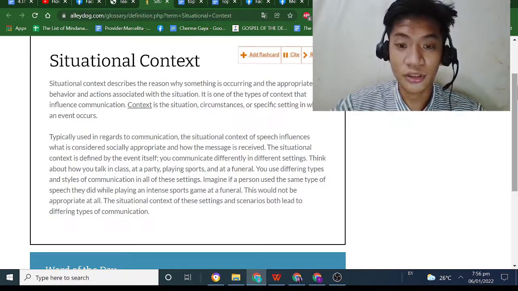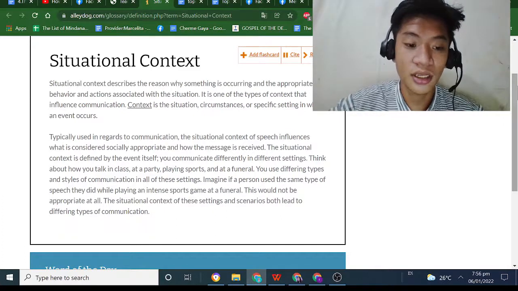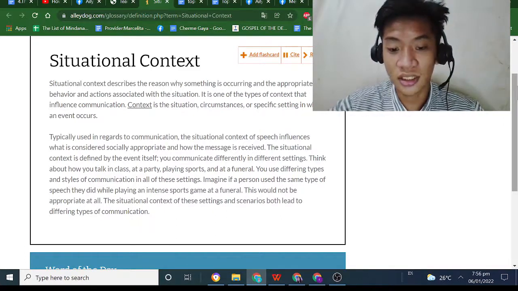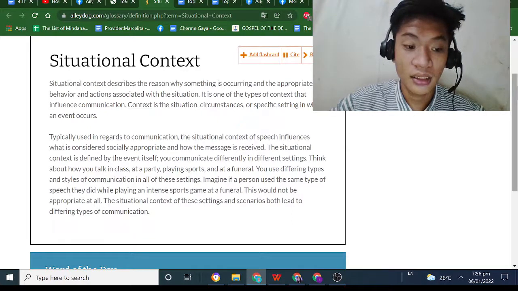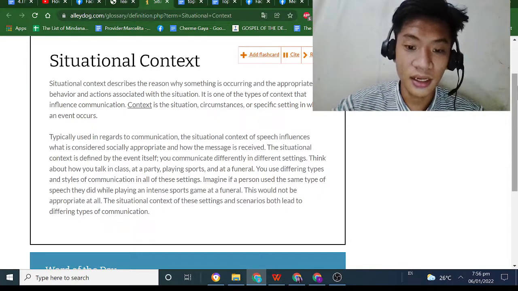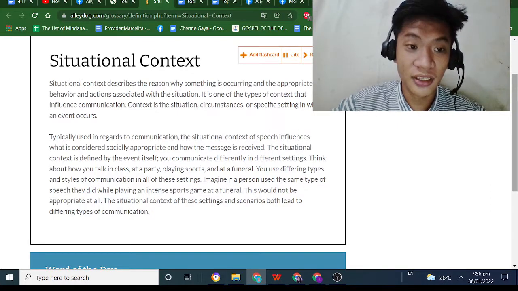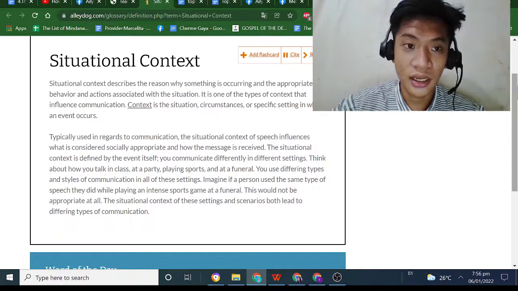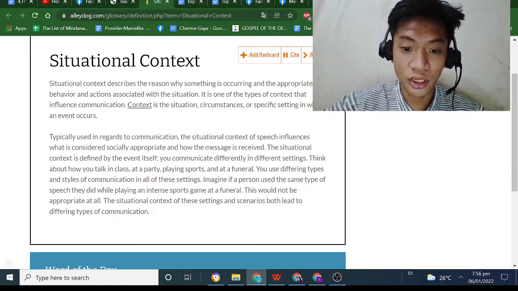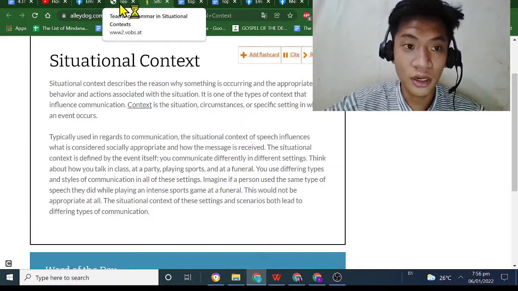Imagine if a person used the same type of speech they did while playing an intense sports game at a funeral. This would not be appropriate at all. The situational context of these settings and scenarios leads to differing types of communication. If you are at a funeral, it is not a wise choice to talk about sports or parties because it would be disrespectful for the family there.